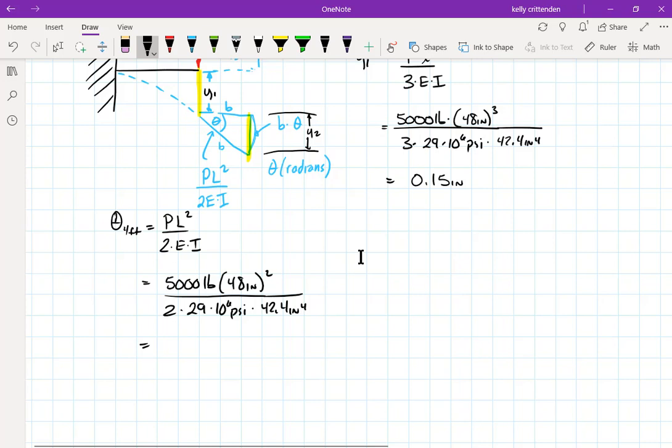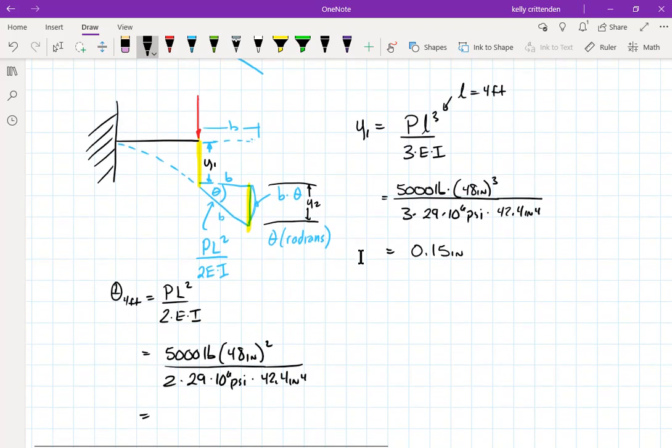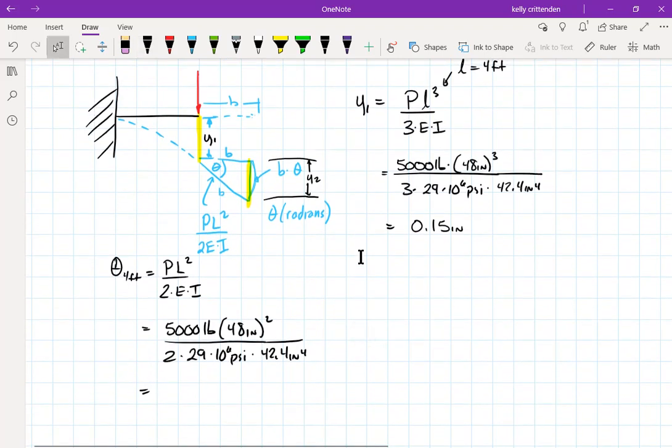So this should be unitless when I look at these units, because the other one had inches cubed, so it left me an extra inch in the numerator. This one is inches squared in the numerator, so everything cancels out and I have no units. So it's radians, yep. So this is theta here at the end of the 4 foot section. It'll also be theta at the end of that because it's this constant slope.